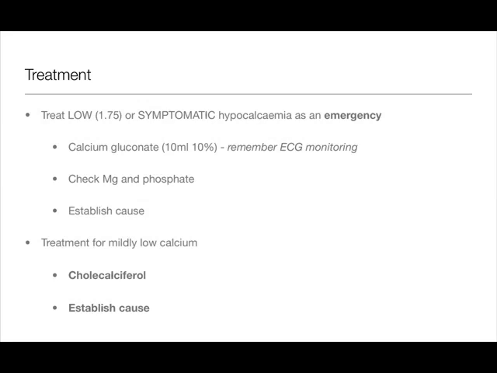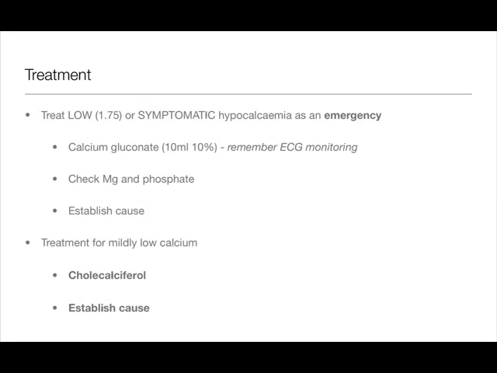Other things that might need correcting are the magnesium and the phosphate level. If someone's got very high phosphate, you may need to give them phosphate binders. And you don't want to correct things too quickly, because if you correct too much calcium, you can get deposits of calcium stuck around the body.